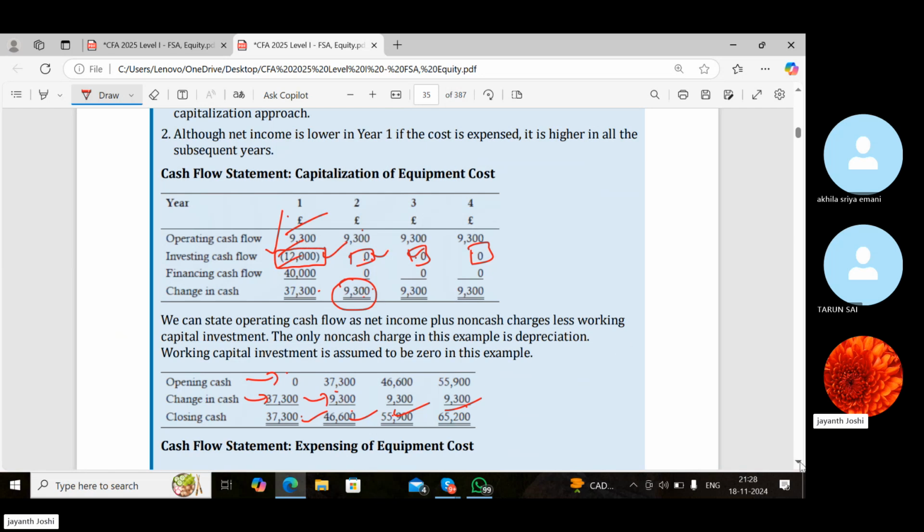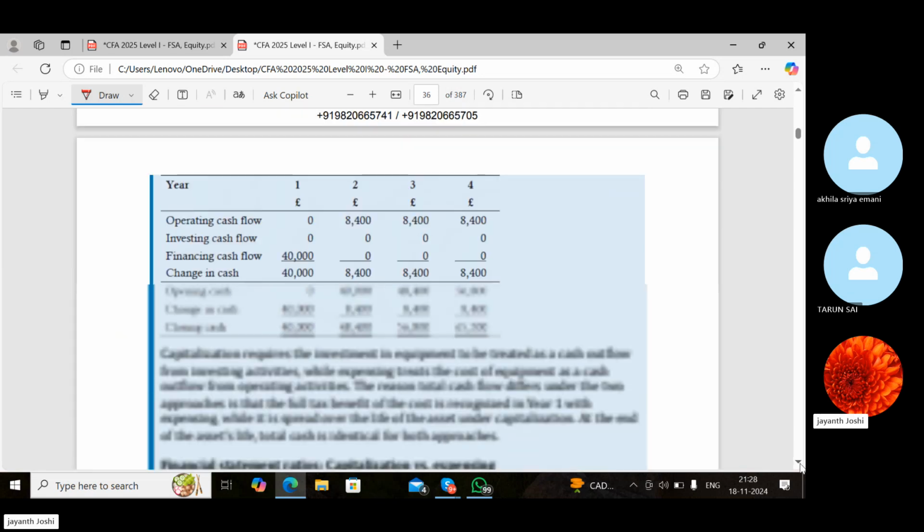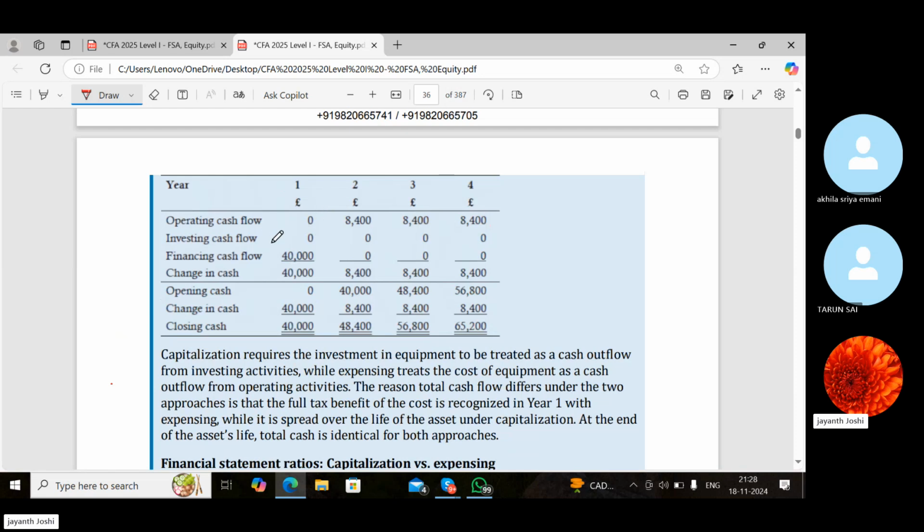In case of expensing, you are not taking anything in the investing cash flows, because you're not showing that. See, capitalization requires investment in equipment to be treated as cash outflow from investing activities, while expensing treats the cost of equipment as cash outflow from operating activities. Okay, so expensing treats the cost of equipment as an outflow from operating activities.